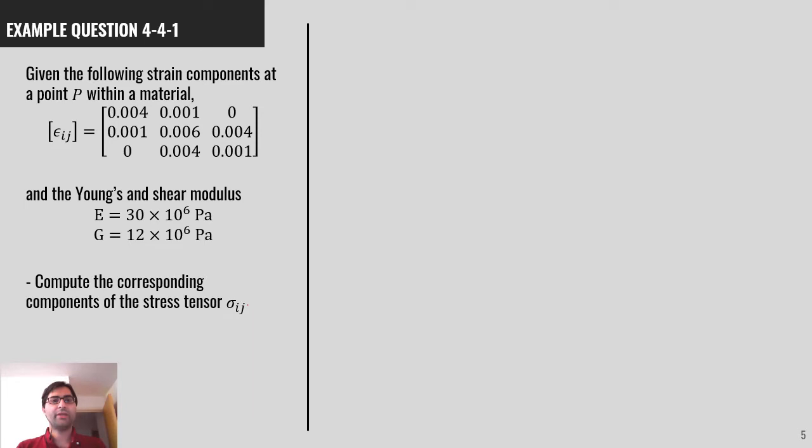Okay, here's an example. It says given the following strain components at the point P within a material, and knowing the Young modulus and shear modulus, compute the corresponding components of the stress tensor sigma. So we already know that mu is equal to G. For E, based on mu and lambda, we have this relation, but you may recall that we don't have any relation for lambda based on E and G.